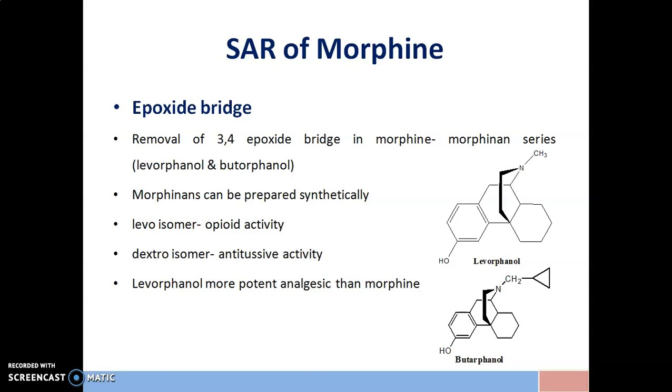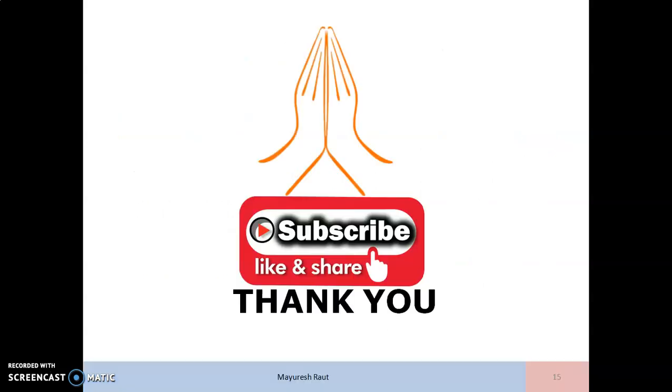And the last is the epoxide bridge. Removal of the 3,4 epoxide bridge in morphine leads to the morphinan series. Examples are levorphanol and butorphanol. You can see here there is absence of the ether bridge. Morphinans can be prepared synthetically. The levo isomer has opioid activity, whereas the dextro isomer has antitussive activity. Levorphanol is a more potent analgesic than morphine.